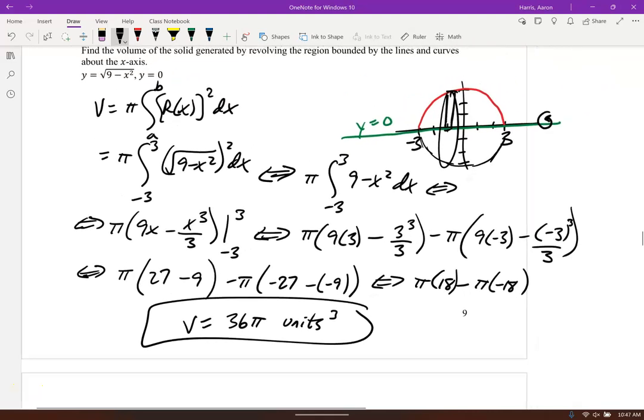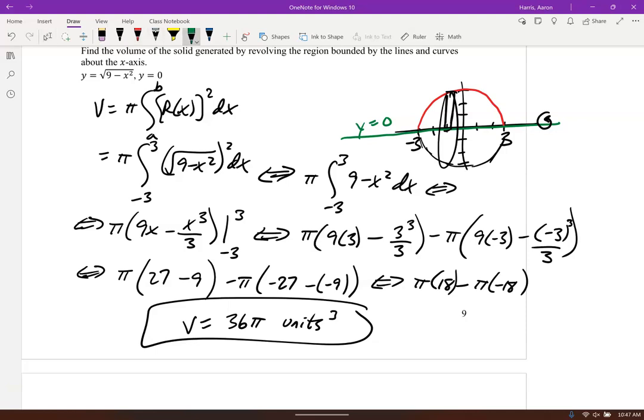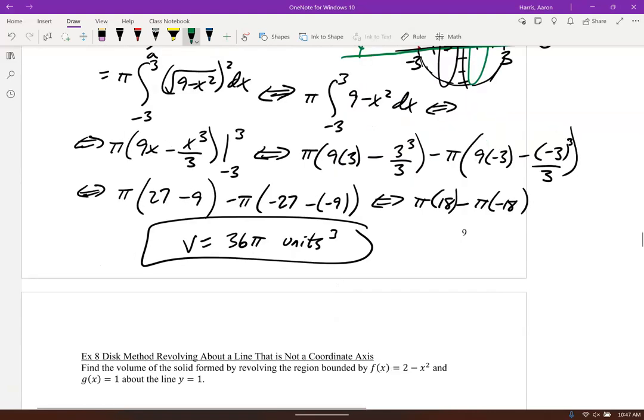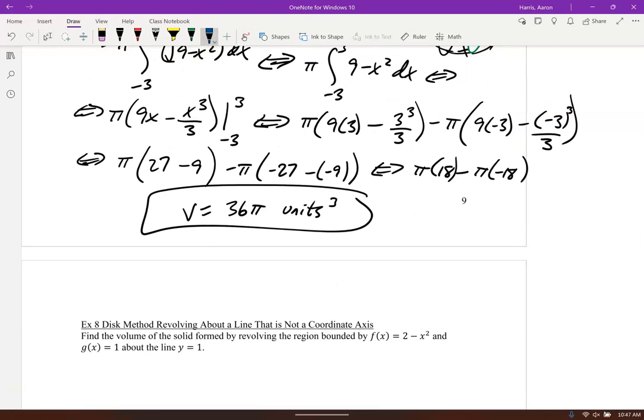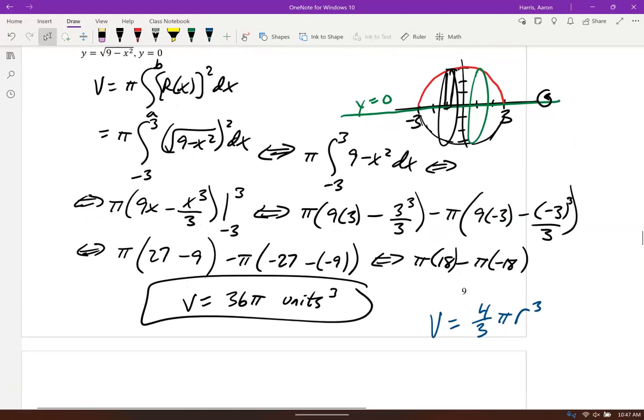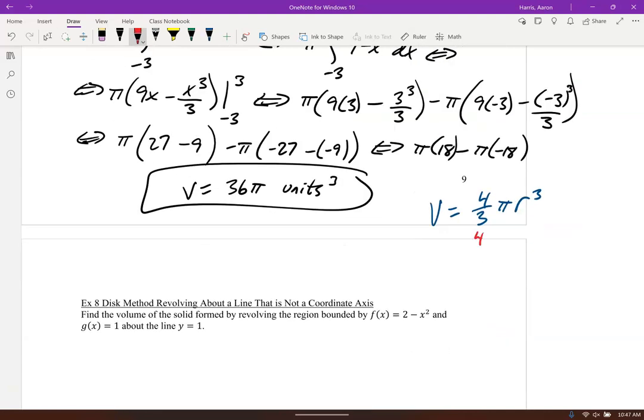I think it's worth noting we mentioned this is a sphere. In this scenario, this ends up being a perfect sphere. If you remember from geometry, so sure, we used calculus to do this, but from geometry, the volume of a sphere was 4/3 pi r cubed. Well, what's the radius of this sphere? This radius is 3, so this is actually geometry. Oh my gosh, same thing. Look at that.